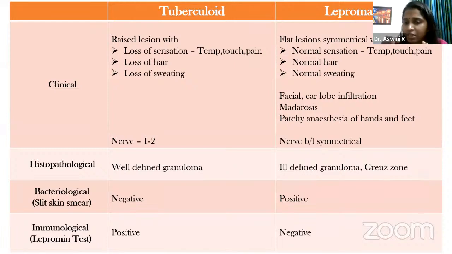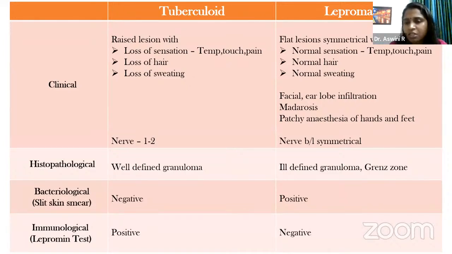So the nerve twigs may not be destroyed, so the sensation will be intact. Hair will be normal because, again, hair follicles are not destroyed by the granuloma. The autonomic nerve fibers are also not affected, so the sweating will be normal. So you get multiple symmetrically arranged, usually flat lesions, which have normal sensation, normal hair, and normal sweating.